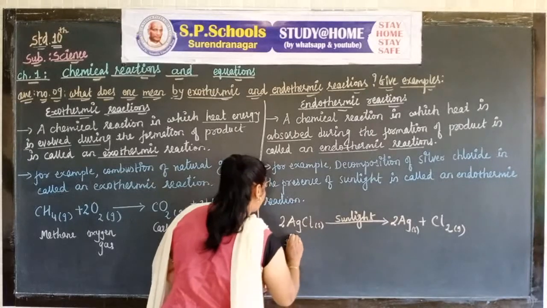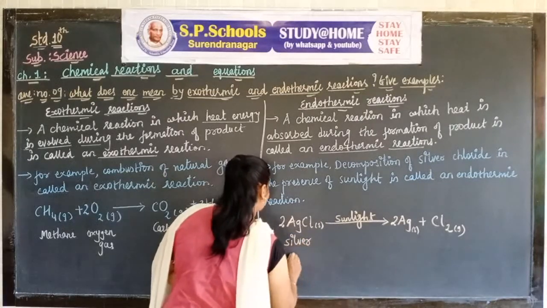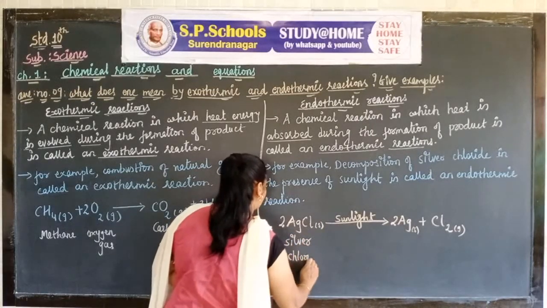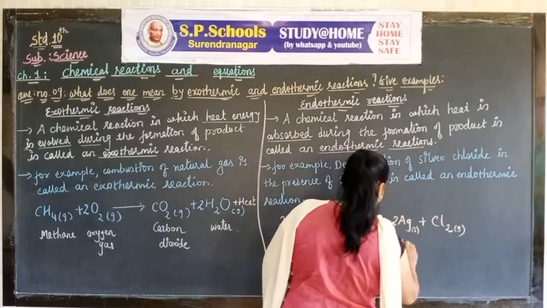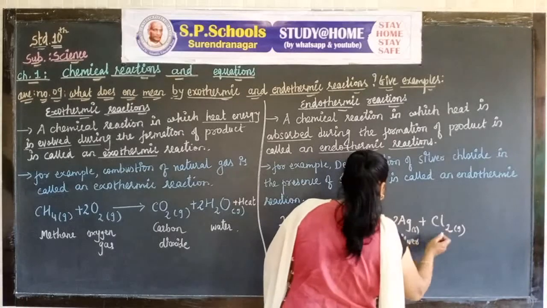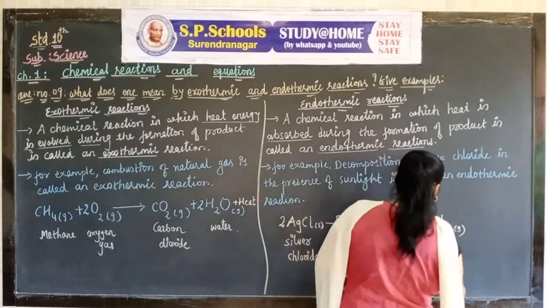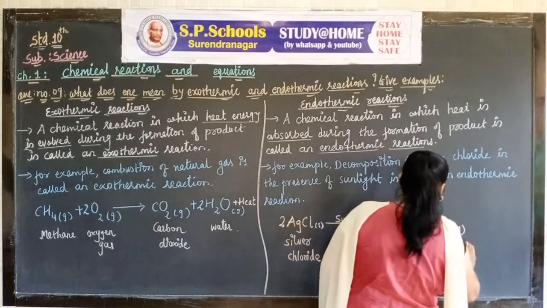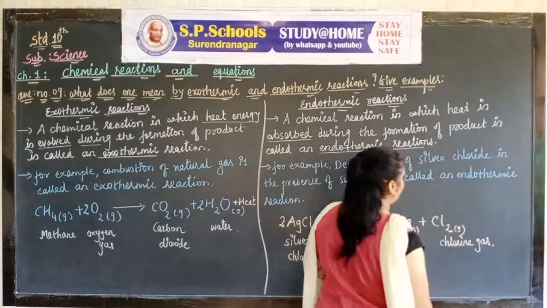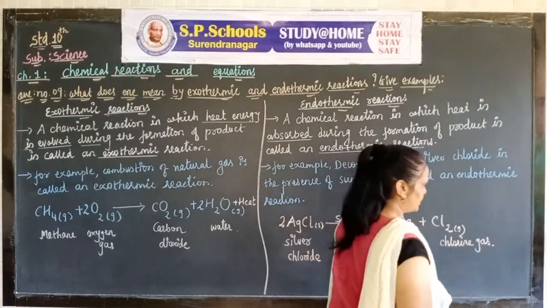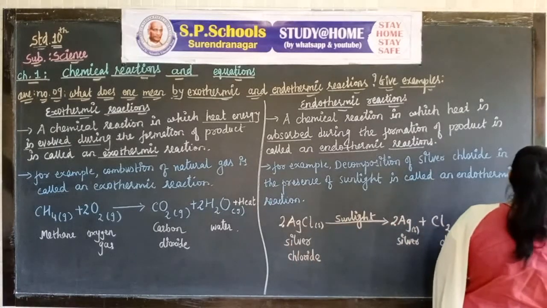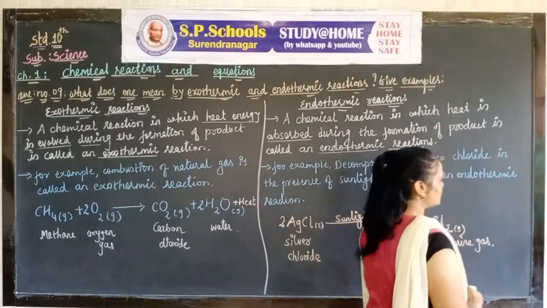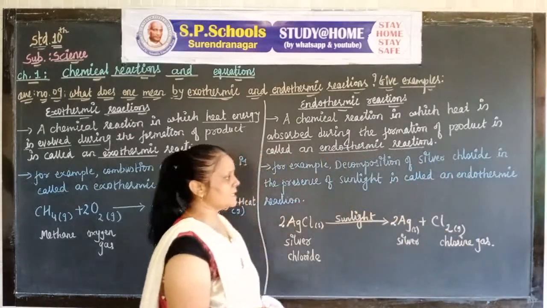Here silver chloride, here silver, and chlorine gas. Easy equations are present in exothermic and endothermic reactions.